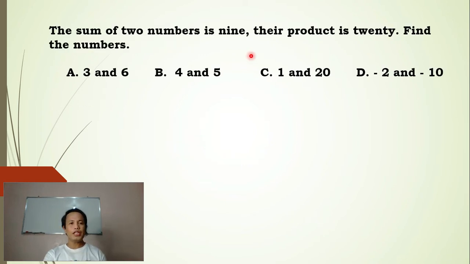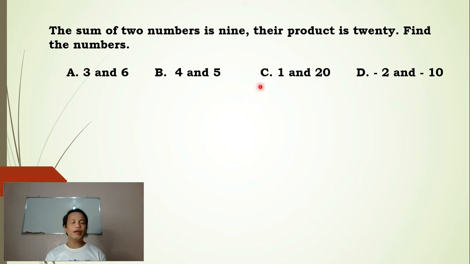So let us proceed to our next example. This next example is still about a number problem. We have here, the sum of two numbers is 9. Their product is 20. Find the numbers. A, 3 and 6. B, 4 and 5. C, 1 and 20. D, negative 2 and negative 10.